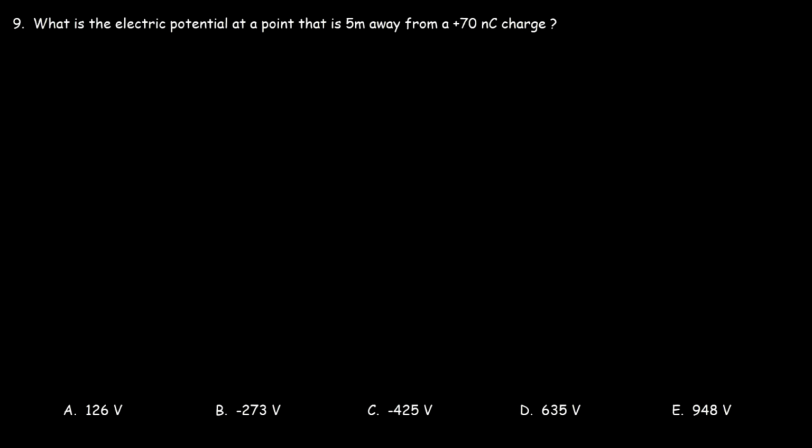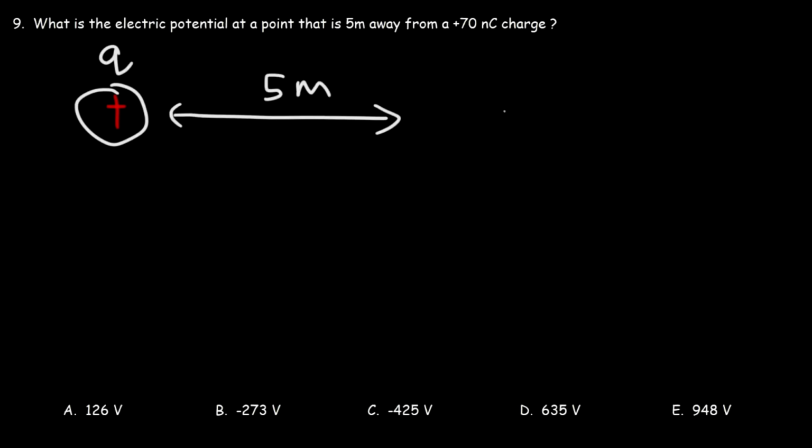So let's draw a picture. So here we have the positive charge. We'll call it Q. And at a distance of 5 meters away, at some point P, we want to calculate the electric potential at that point. And it's a formula that we could use. By the way, it's important to understand that the electric potential created by a positive charge will be a positive voltage, or it's going to have a positive value. And the electric potential created by a negative charge will have a negative value.